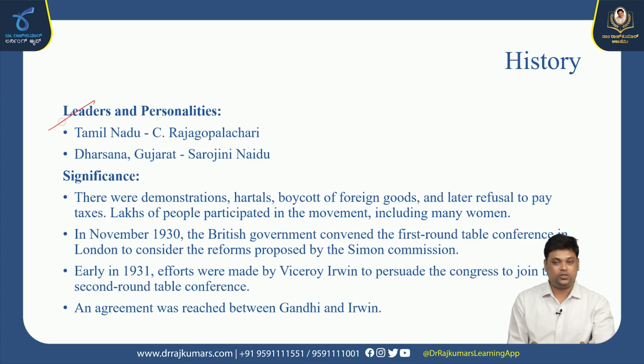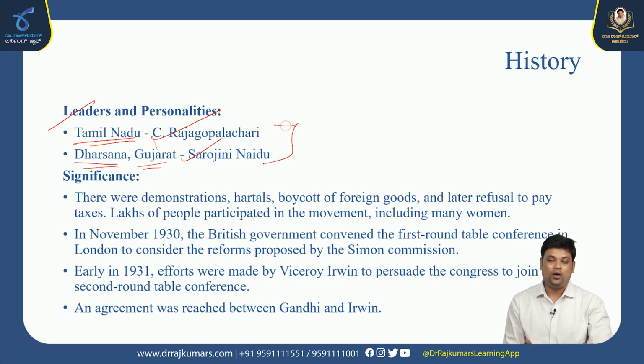The leaders who participated: in the region of Tamil Nadu, C. Rajagopalachari, and at Dharasana in Gujarat, Sarojini Naidu were the two prominent leaders who led marches in their respective regions. What is the significance here? Based on the instruction given by Mahatma Gandhi, there were a lot of demonstrations, strikes and boycotting of foreign goods, and later people refused to pay taxes as well.